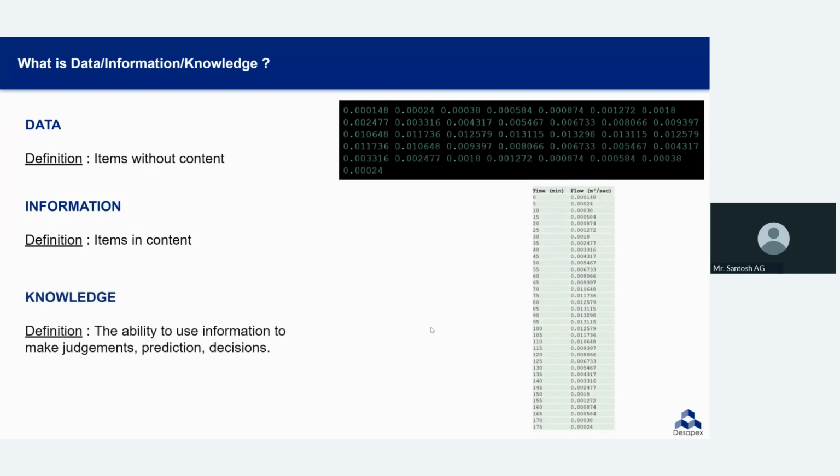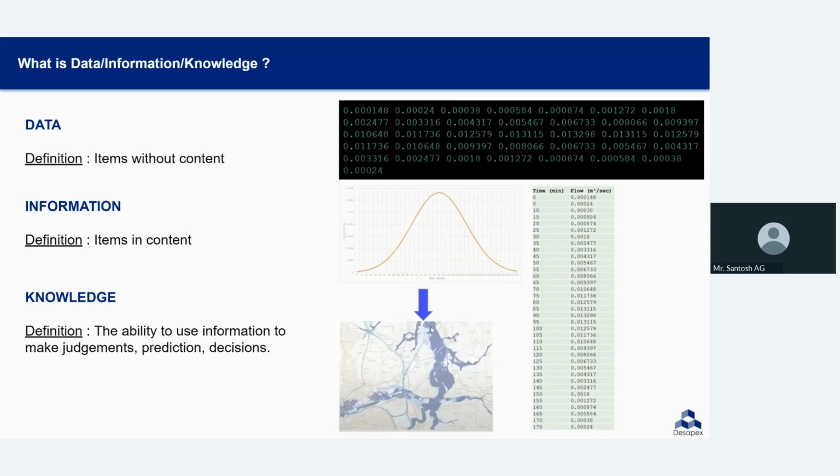Knowledge is the ability to take the information and use it to make judgments, form opinions, or create predictions. Here is an example from the one which we took for information. You must have figured out this is a hydrograph, a plot of flow rate of water at a particular location over time. If you give this information to a hydraulic designer, along with information like survey maps and so on, they could use this knowledge to predict where the next floods could happen.